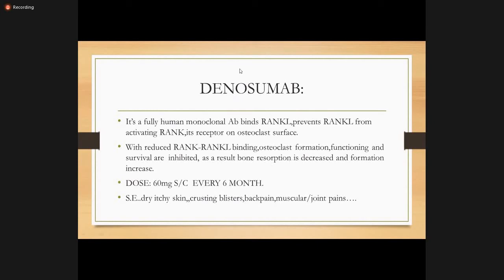But if the T score is worsening and going into more minuses, then you have to switch from one drug to another. Now, combination therapies of bisphosphonates along with teriparatide have also been used with some good results.